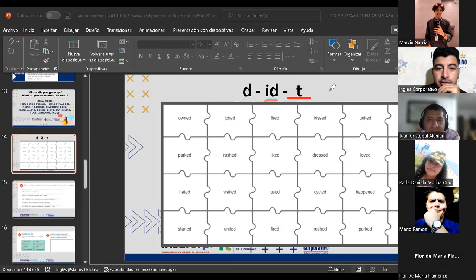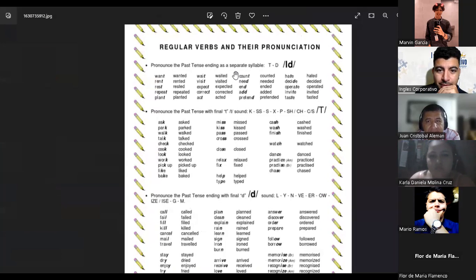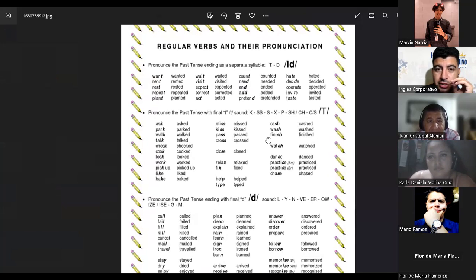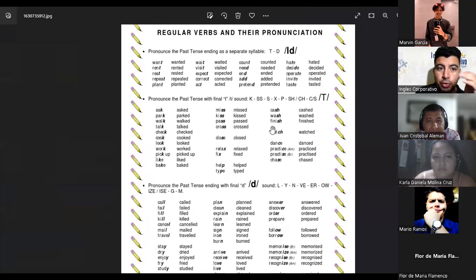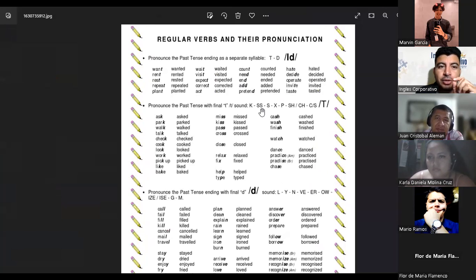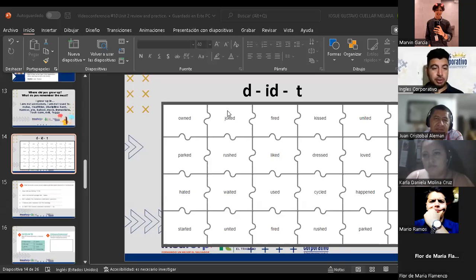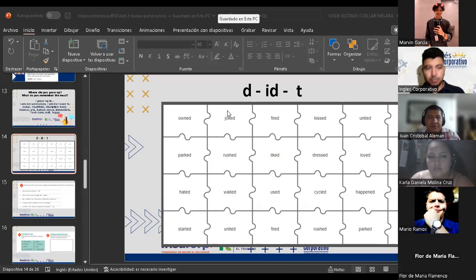Y esto lo vimos en una clase donde yo les envié esta imagen. ¿Se recuerdan que les envié esa imagen? We have three types of pronunciation. So if you want to check this image, you can do it. Try to notice the ending sound, vean en qué termina, si termina en S, en X, en N, en E, D, en R, en T. So depending on that, the pronunciation changes. Okay, I'm going to give you like 1 minute to check it. If you want to see the picture that was sent on WhatsApp, denle una revisada. En un minuto les pregunto.